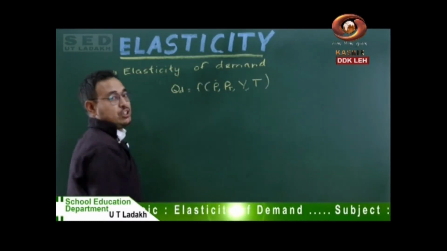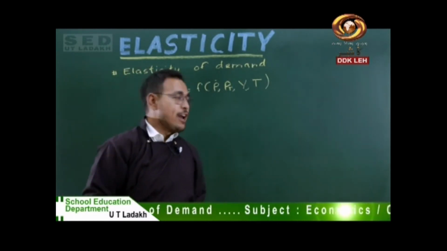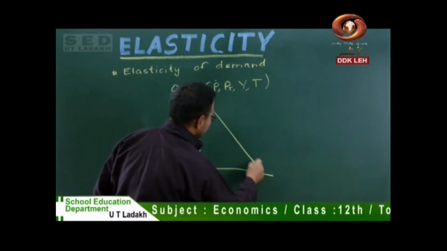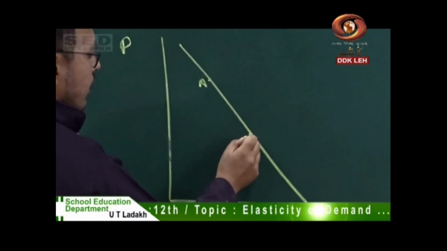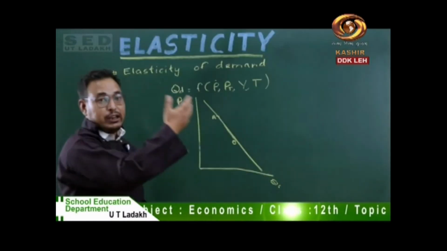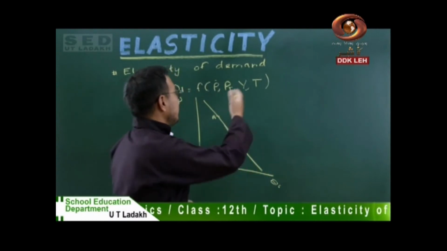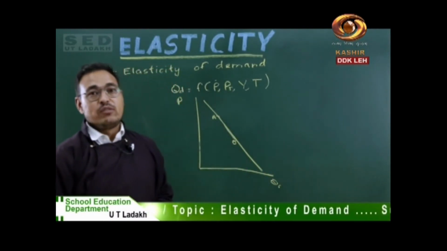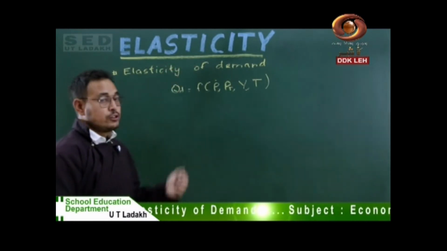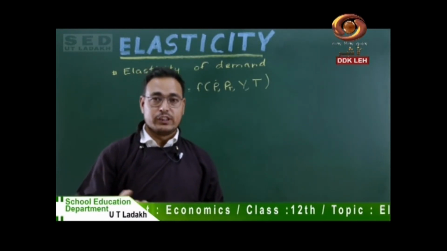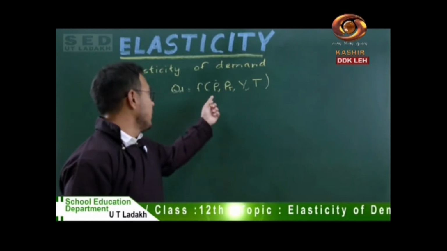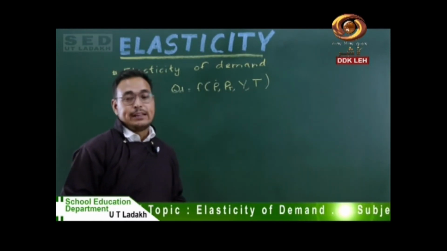Over here, the P, which represents its own price, will cause a movement along the demand curve. If this is your demand curve, say this is P, this is QD, then the movement is from A to B. It will be caused by its own price. But apart from that, there are other determinants. For example, if income increases, your demand shifts. Similarly, price of related goods and your taste and preferences have the same kind of behavior. So elasticity will be defined as the degree of responsiveness of demand due to its determinants, which are price, price of related goods, income, taste, and preferences.